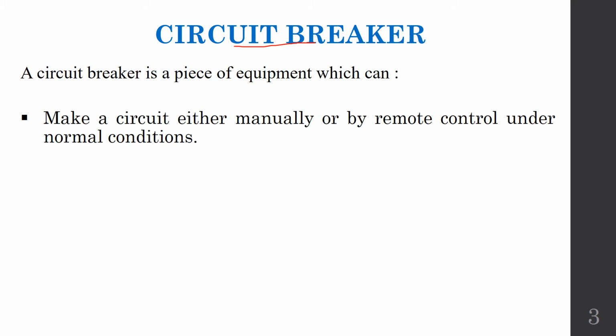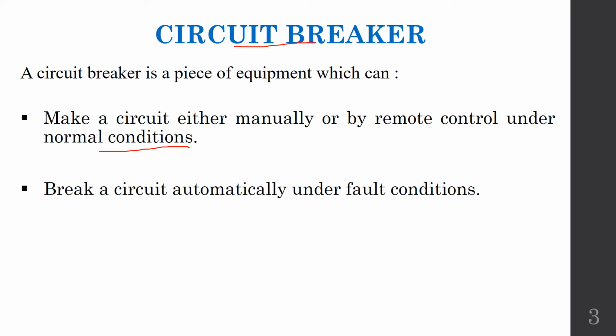Circuit breaker. Circuit breaker is a piece of equipment which can either make or break the connection depending upon whether the condition is normal or faulty. Thus, the circuit breaker incorporates the manual or the remote control operation for the switching purpose. The circuit breaker makes a circuit either manually or by the automatic control during the normal condition, whereas when a fault occurs, it needs to break the connection. Thus, it breaks a circuit automatically under faulty condition.